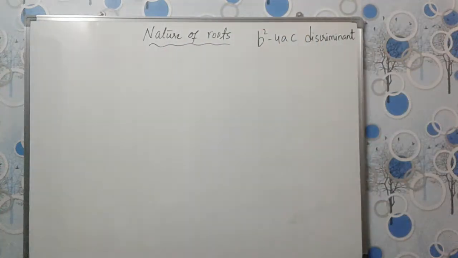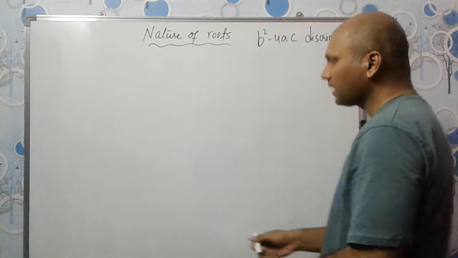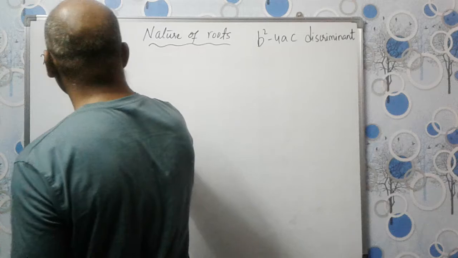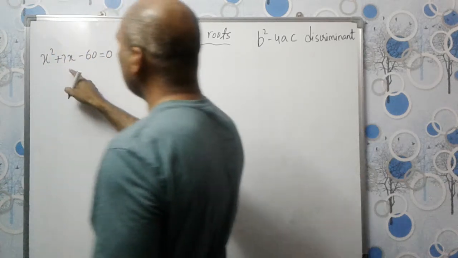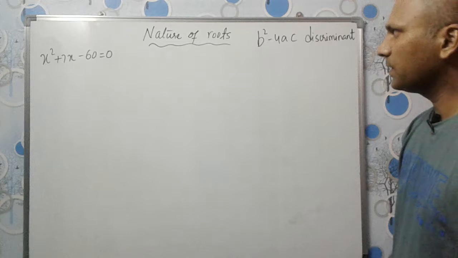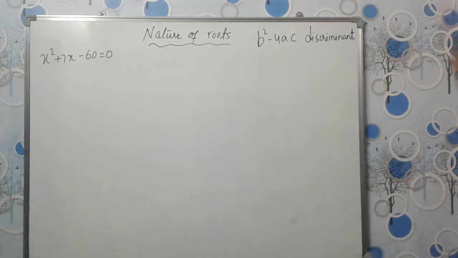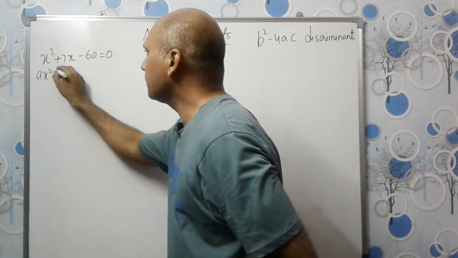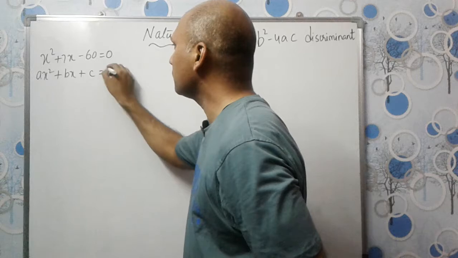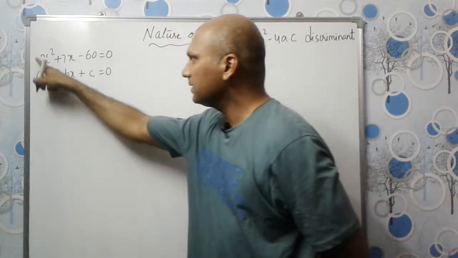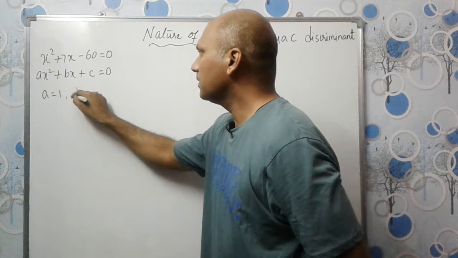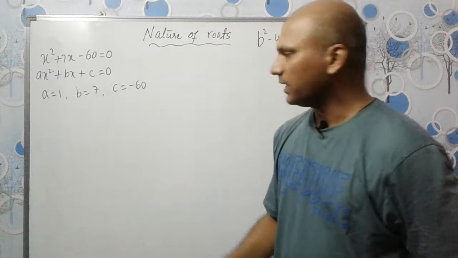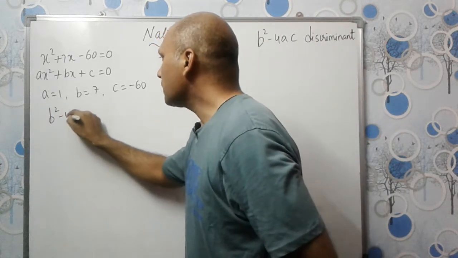Okay, now the first one is, let us find x square plus 7x minus 60 is equal to 0. Let us find the nature of the roots of this. Alright, so if we compare this with the standard form ax square plus bx plus c is equal to 0, what is the value of a? A is equal to 1. b is equal to 7 and c is equal to minus 60. Okay, we need to find b square minus 4ac.